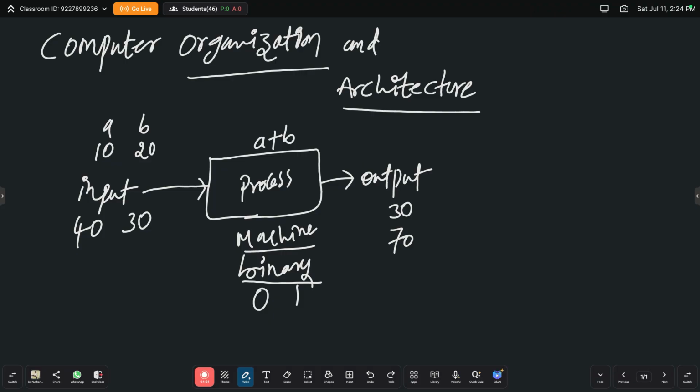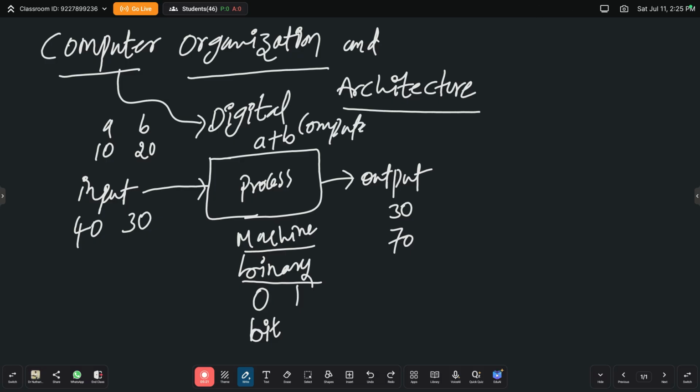So this 0 or 1, a single value, is called a bit. So zeros and ones are digits. Are you clear? That is why this computer, whatever computer we are using, is called a digital computer. Are you clear? Because it is going to understand only digits.